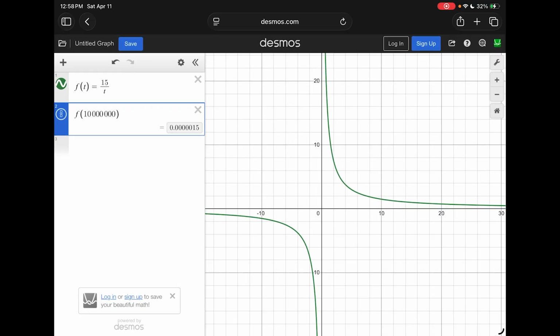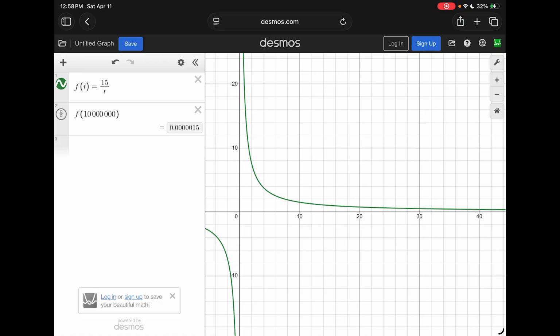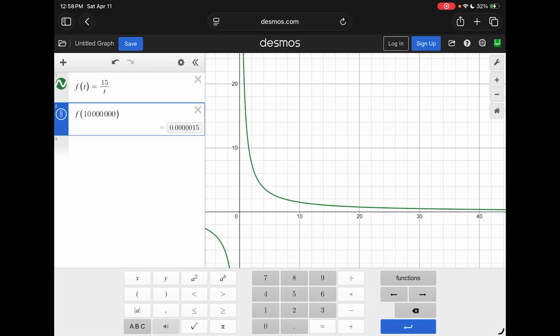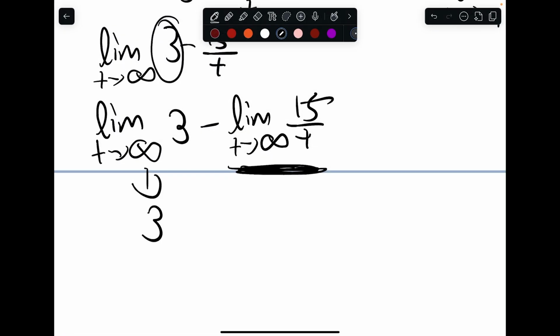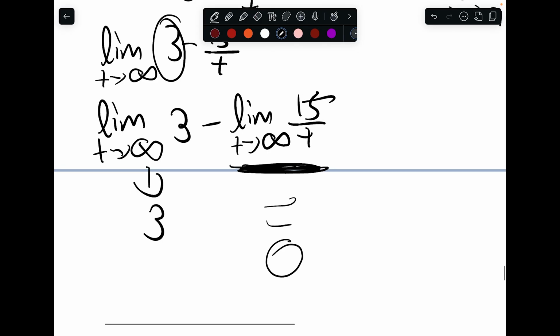Remember what the definition of a limit is? It's a value that a function approaches when a variable approaches another value. We're approaching infinity, and we notice that as we're going closer towards that value, we're getting closer and closer towards 0. So we can just say this is equal to 0. This limit is equal to 0 because we're getting closer and closer to 0 as we approach infinity.